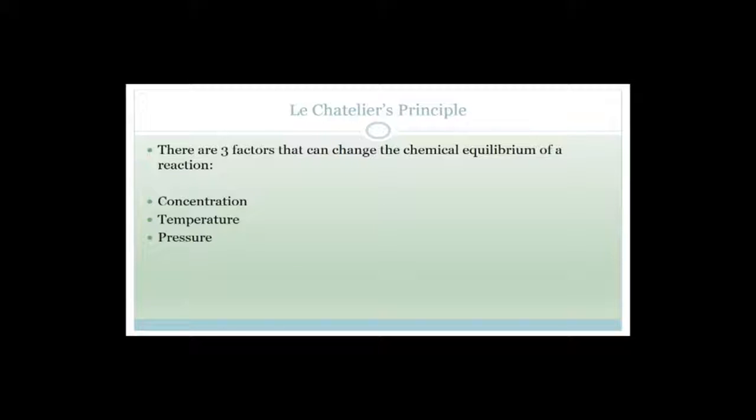Please do not get confused between rates of reaction. Rates of reaction have got all of these, concentration, temperature, and pressure, but they also have surface area, nature of the reactants, and a catalyst. Remember that. Le Chatelier's principle, where we talk about the factors that affect chemical equilibria, only has concentration, temperature, and pressure. We're going to talk about how they shift the equilibrium in a minute.